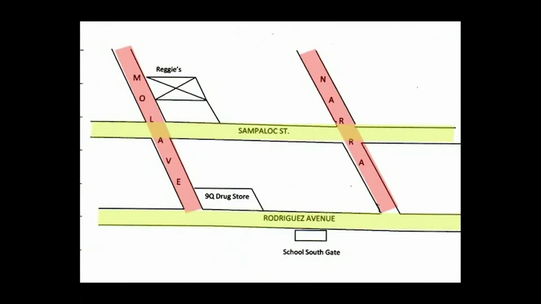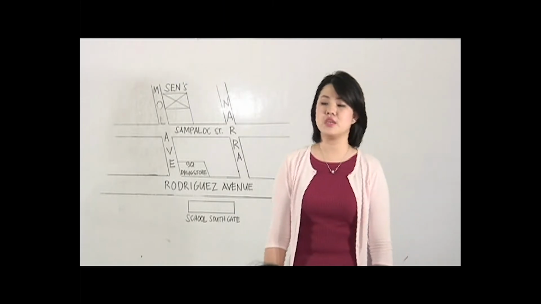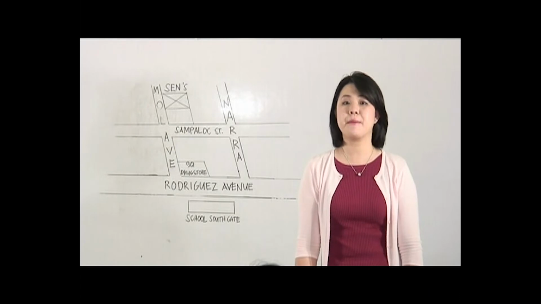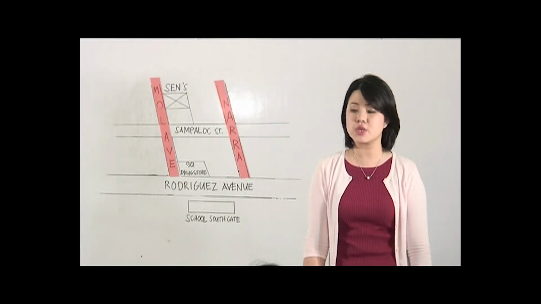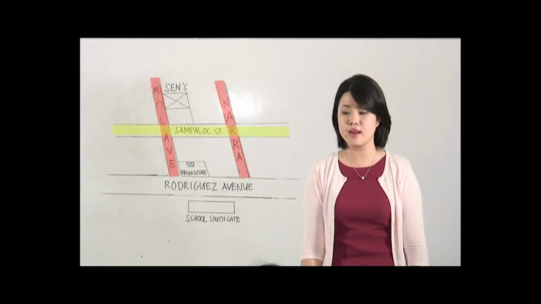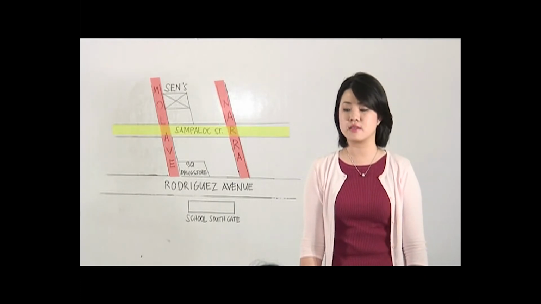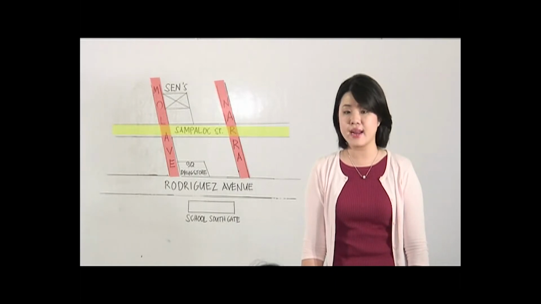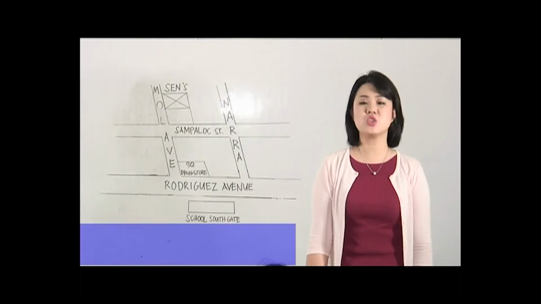Well, Sampaloc Street is not parallel to any of these streets. Why do you say that? Sampaloc Street intersects each of these streets, so it is not parallel to them. That's right. If these streets were represented by lines, then the first two streets can be represented by parallel lines, and Sampaloc Street will be denoted by another line that intersects the parallel lines, like this. Can you recall the name we give to such a line? Ma'am, I think it's a transversal. Yes, it is a transversal.